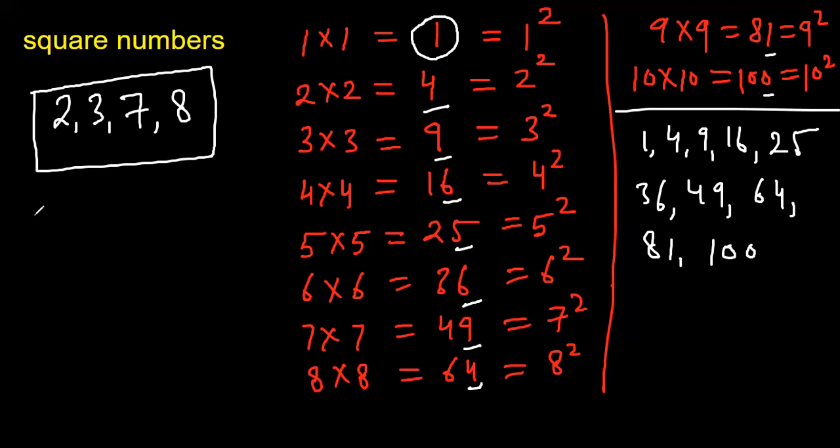Based on this, suppose we ask you a question. Okay, there is a number 15628. Is this a perfect square? Well, you see the units digit is 8, so you don't need to do any calculation. You straightaway say this is not a perfect square. If the units digit of a number is 2, 3, 7, or 8, it is not a perfect square.